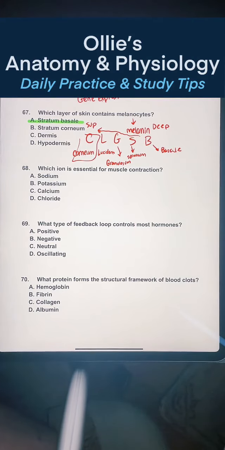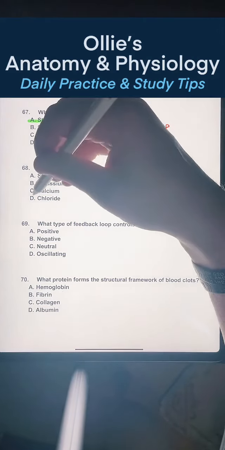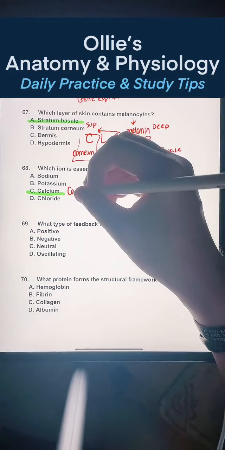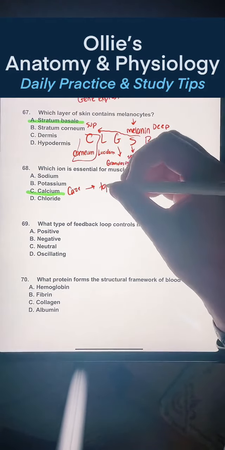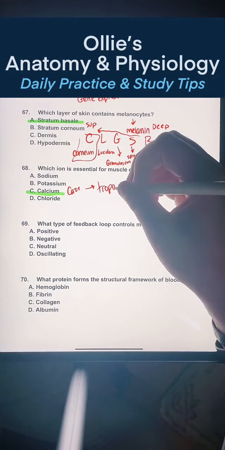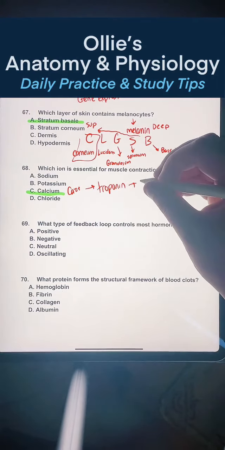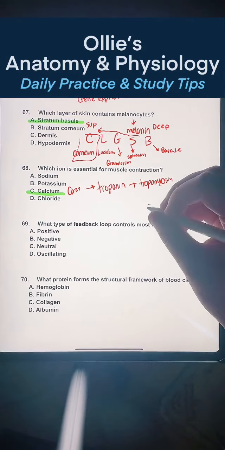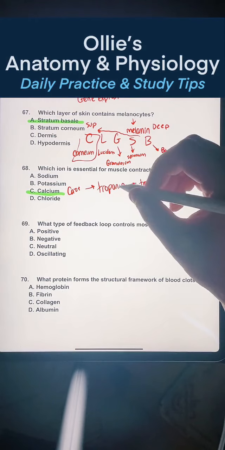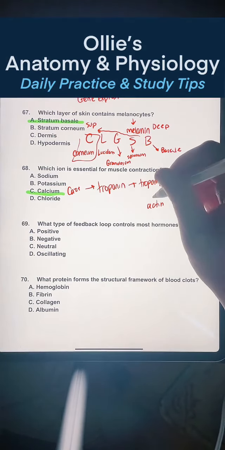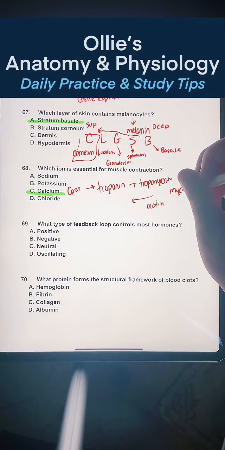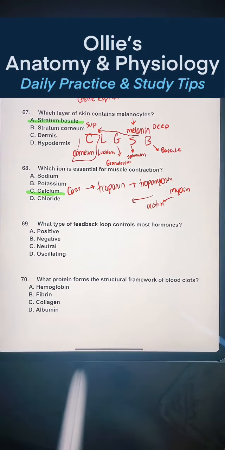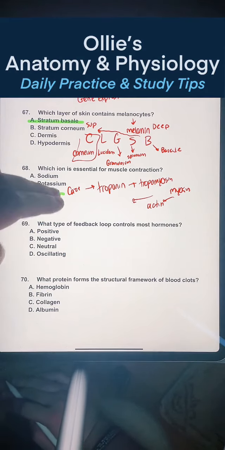Let me see some calcium. Perfect, everybody. The answer is C. It is calcium. What happens is calcium binds to troponin. That binds to tropomyosin. Troponin moves tropomyosin off actin so that myosin heads can bind and pull towards the M line, or the center of the sarcomere. That is what contraction is, and that is why calcium is essential for it.